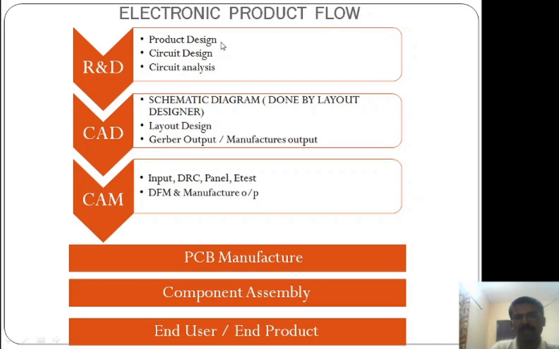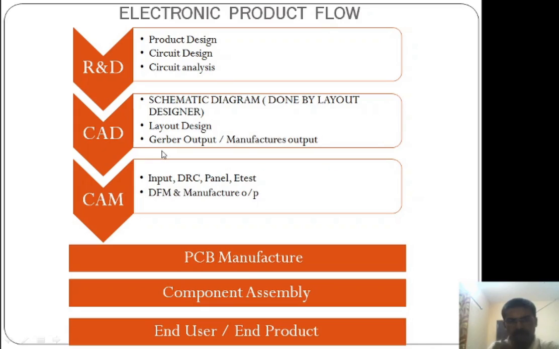It starts with the product design. Next comes the circuit design, then circuit analysis. The working of the circuit, the analysis is being done. Then later it comes to CAD. So after product design, circuit design, and analysis have been done, when the R&D part is successfully completed, that work comes to the CAD department.